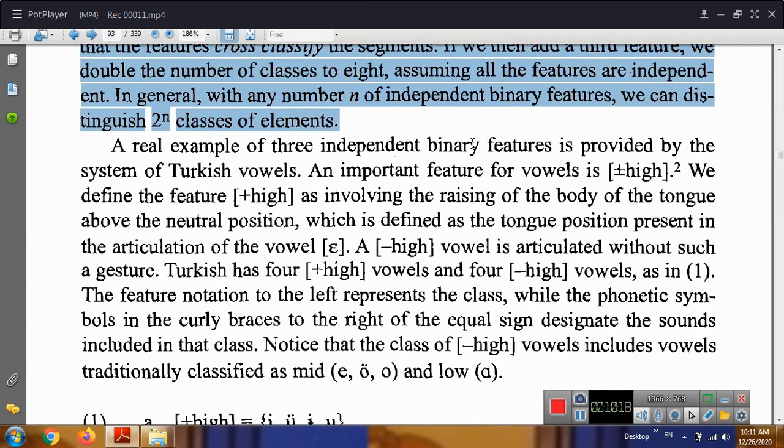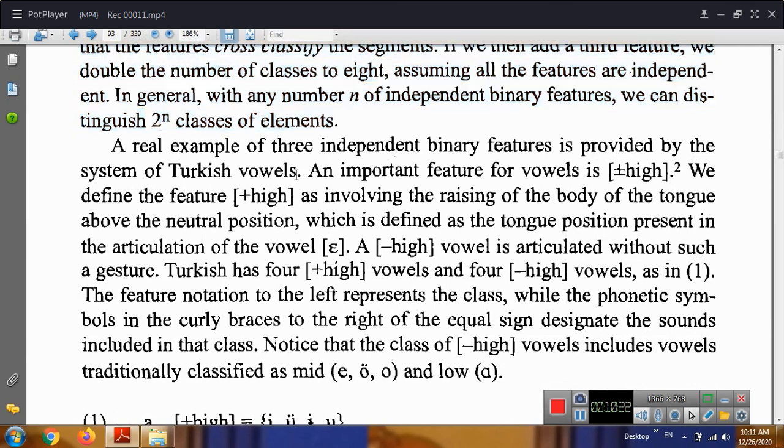A real example of 3 independent binary features is provided by the system of Turkish vowels. An important feature for vowels is, okay, here this feature which I explain for you is just special for Turkish vowels, not all the vowels of languages. Here what we read is special for Turkish vowels.